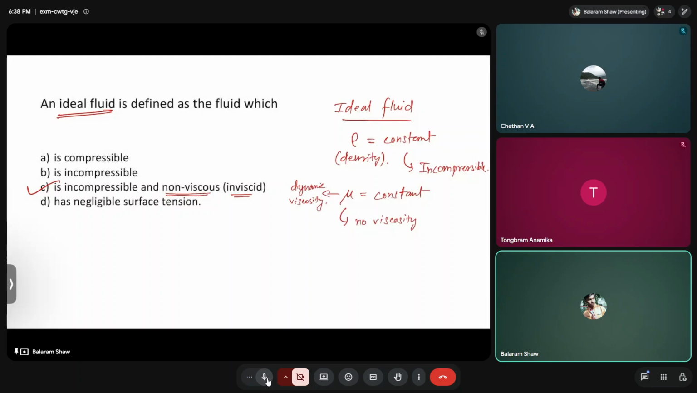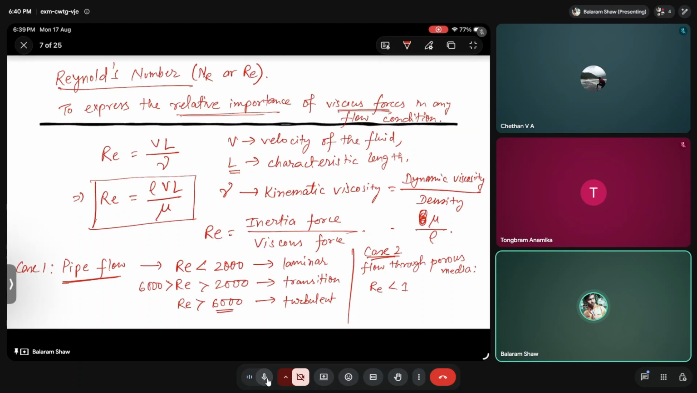Okay, and next we'll move to our case. Case 2 is flow through porous media. We are talking about porous media, right? Whenever we talk about groundwater, we talk about porous media, because in this medium only we will have pores, so that we call porous media. So in this case, if the Reynolds number is less than 1, or maybe from 1 to 10 sometimes we say, we call that laminar flow. Okay, and if the Reynolds number is greater than 10, we call that turbulent flow.